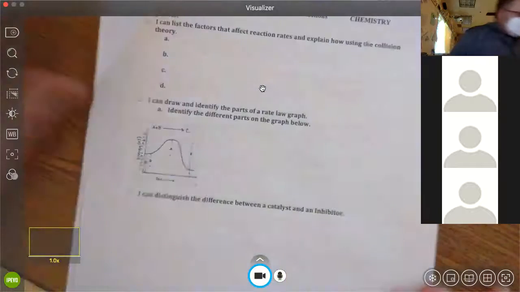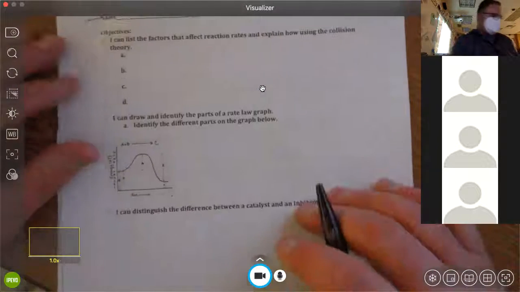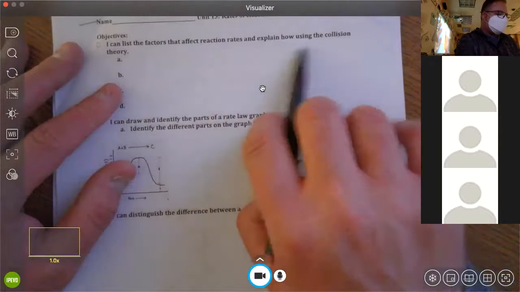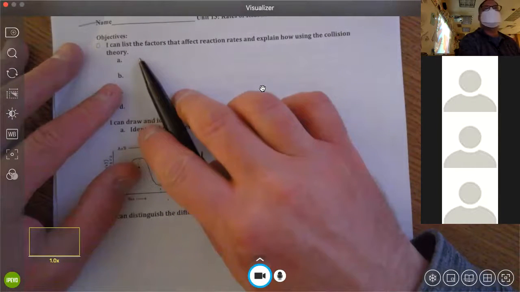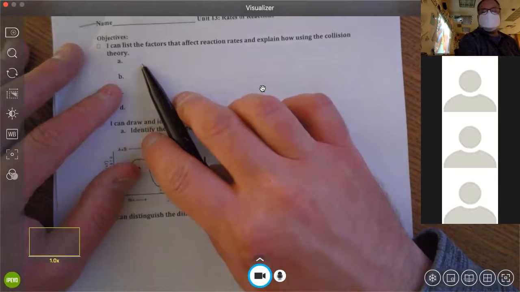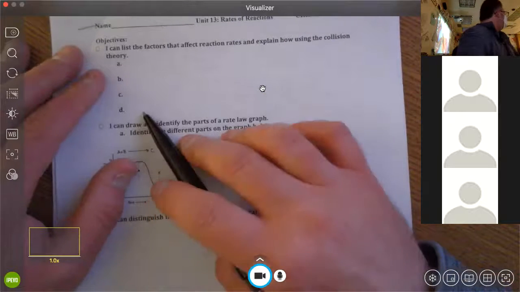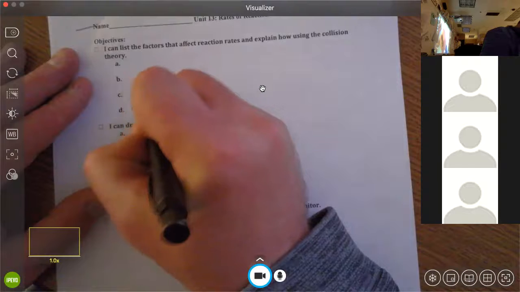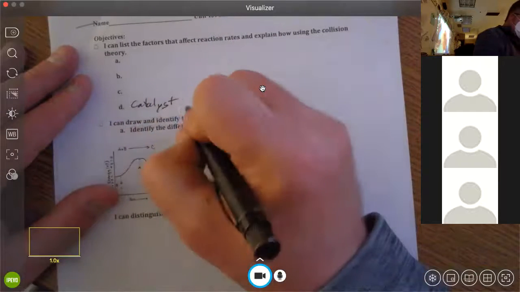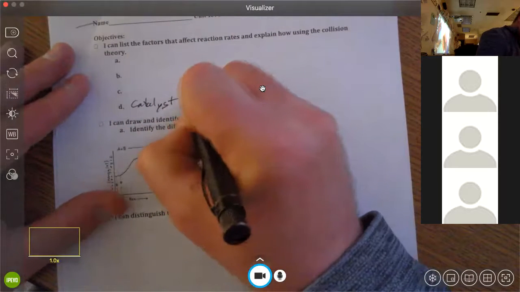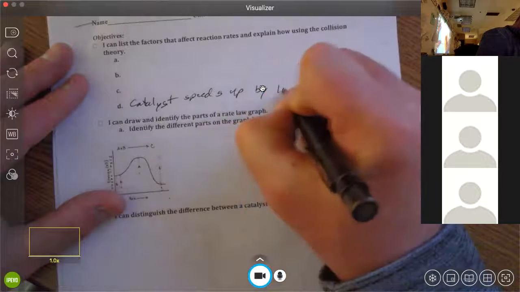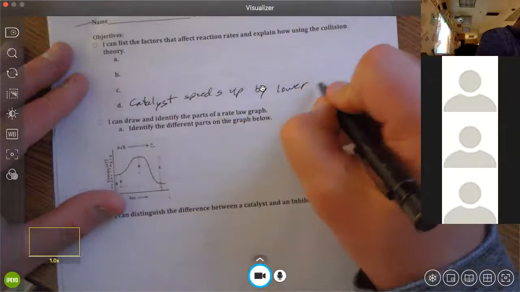Cool. Last thing, make sure that you can do these things. I can list the factors that affect reaction rates and explain how using the collision theory. Remember, everything that you put here, there's an increase or decrease. Even a catalyst speeds up reaction by lowering the activation energy.